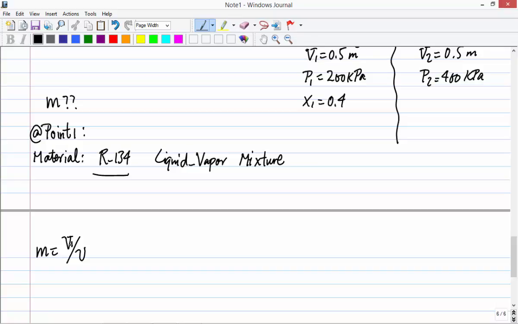So I can just pick these two values at the initial state. But now I need to solve for little v. Then I will put it there and divide by v1. I have 0.5 meters cubed, and then I can solve for mass. It's easy, right? So I have the pressure, I have the quality, so I can solve for little v1, and I know that v1 equals vf plus x1 vfg.